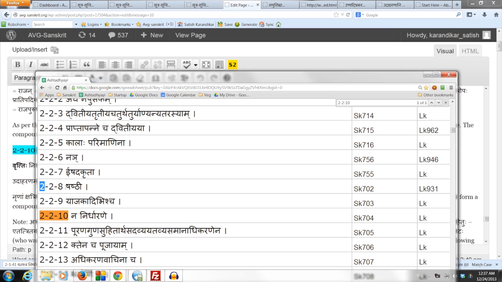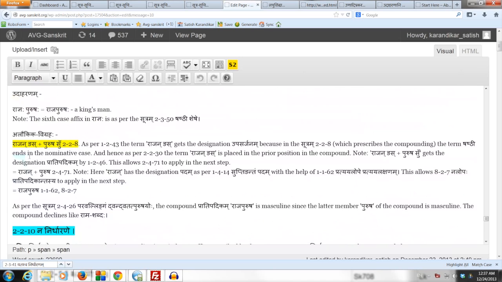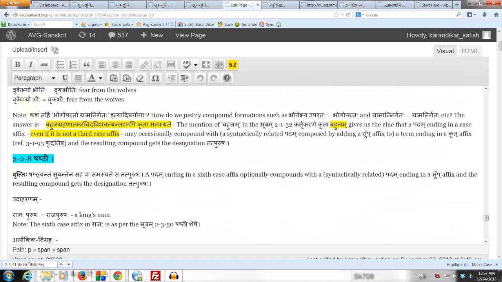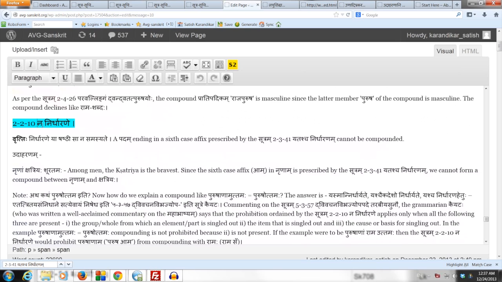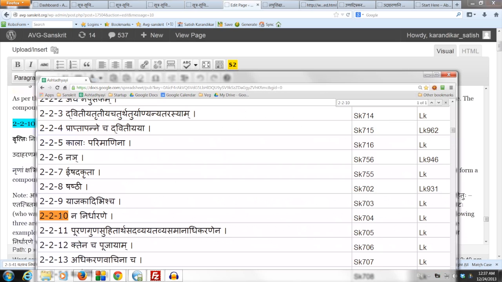We just studied the Sutram 2-2-8, Shashti. That Sutram prescribes a Shashti Samasaha. Let us now take a Sutram which is a Nishedha Sutram, a prohibition rule, a rule which prevents 2-2-8 from applying in certain circumstances. Sutram is 2-2-10.